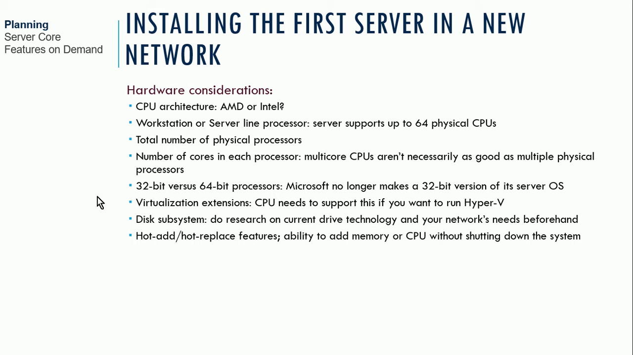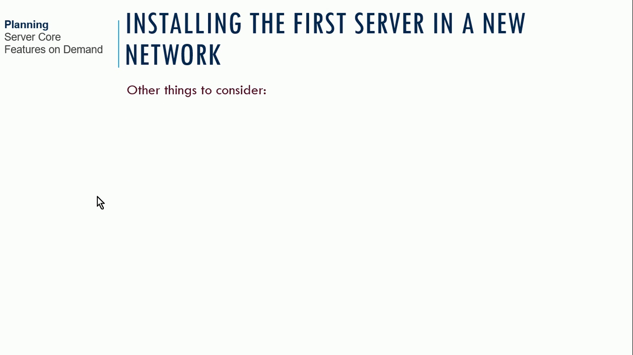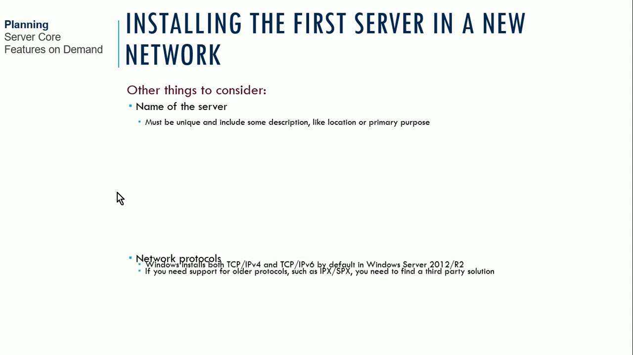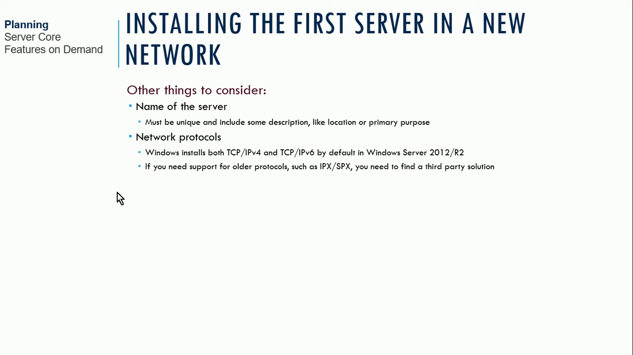And some servers, of course, are going to support the hot add and hot replace features, which let you add memory and CPU without shutting the system down, which is good for availability and gives you the flexibility to add additional resources when they're needed. So once you make all those decisions, there are some other things we have to consider. The name of the server has to be unique. Like I said, in a small environment, that's usually pretty easy, but in a large environment, you're going to have to make sure that you comply with some kind of naming convention, or they may even give it to you already if you're planning on adding a server. You'll have to know what network protocols you're going to be using.